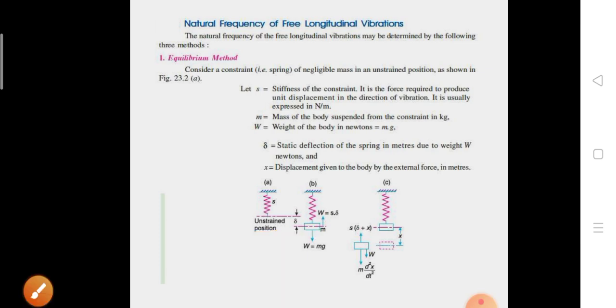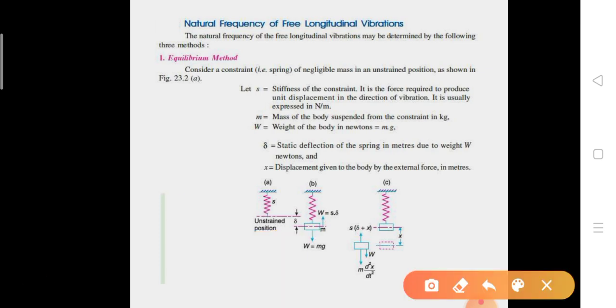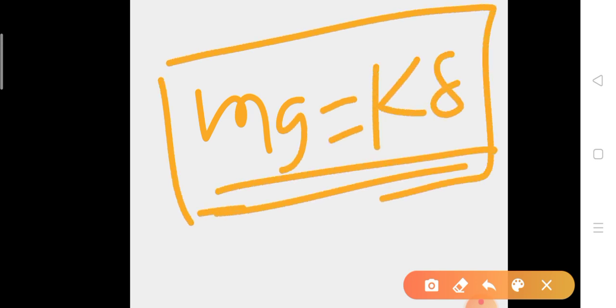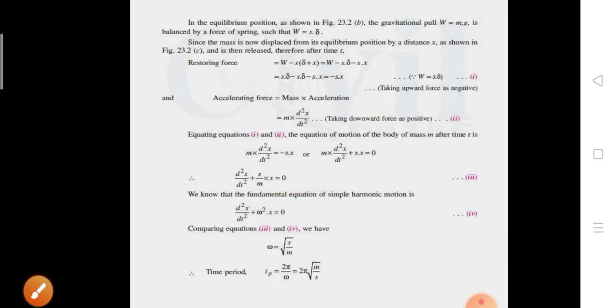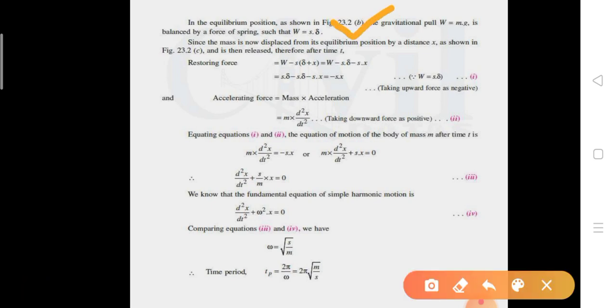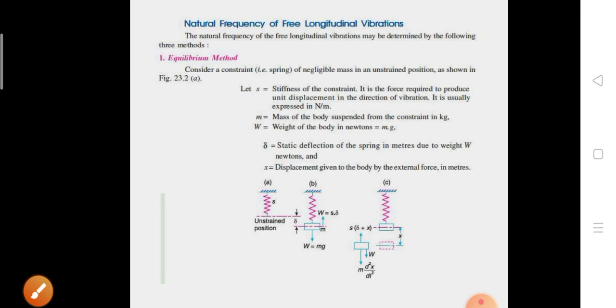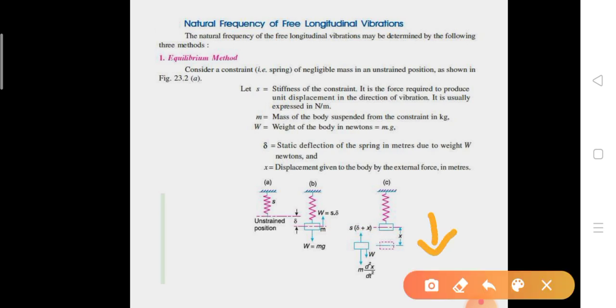So here you will get equation mg is equal to k delta. Just remember this equation, mg is equal to k delta, mass force, spring force. Okay. Now what we will do, we will apply a small initial displacement to that mass. That amount is let's say x.